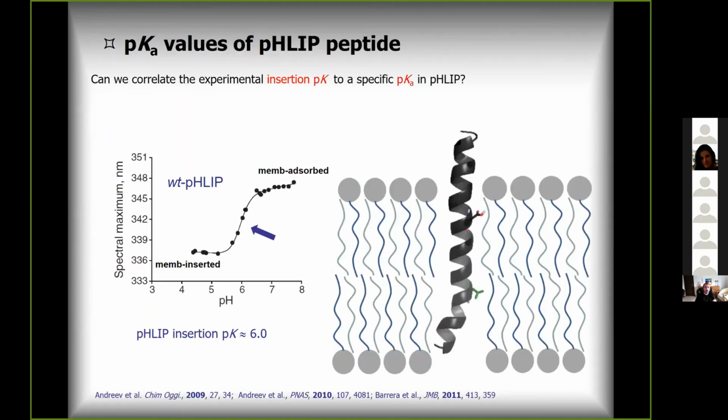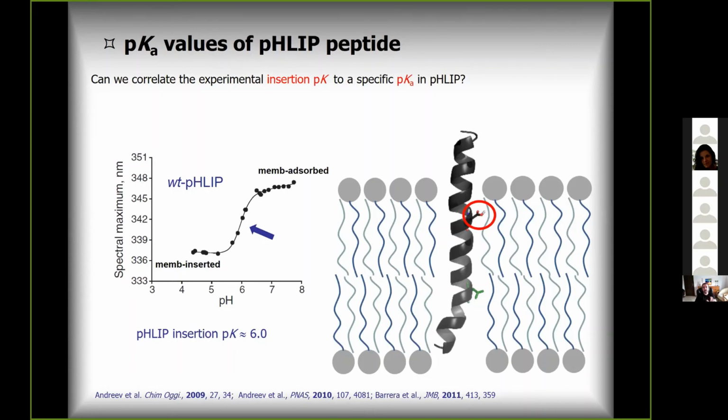And this is the experimental titration curve. This is where the experimentalists, when we were defining or designing the project, came to us and said, okay, we know that the pK of insertion is 6. So we know that once you're coming from pH 7, the moment you start reaching near pH 6, we start seeing folding and insertion into the membrane.